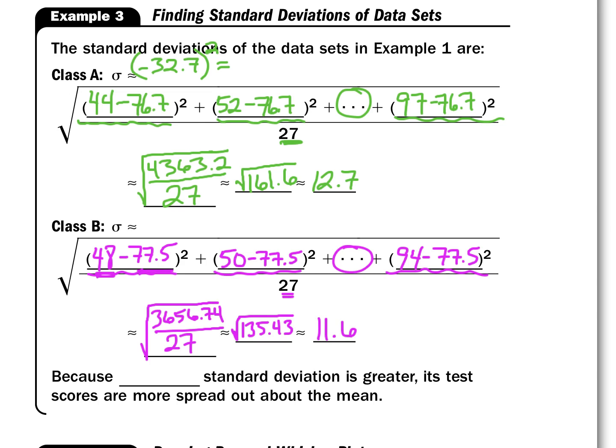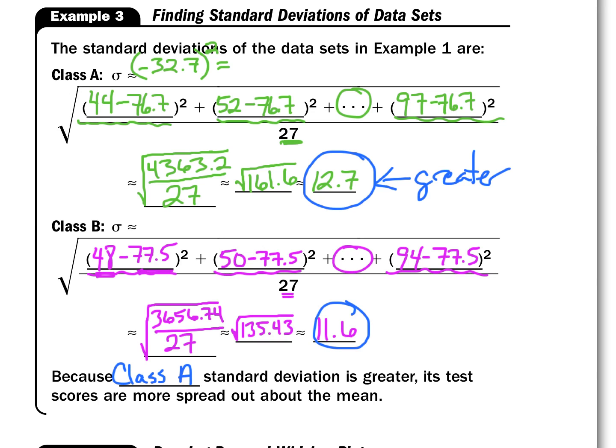Because Class A has a greater standard deviation than Class B, its test scores are more spread out about the mean. In other words, it's got a more spread out curve, and Class B has a tighter curve. They're more centrally located.